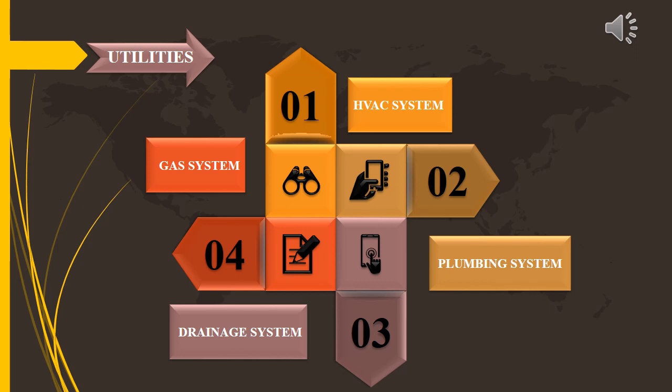Coming to utilities, there are 8 different systems utilized in premises. First one is the HVAC system, that is heating, ventilation and air conditioning system. Then the plumbing system, then drainage and gas system.